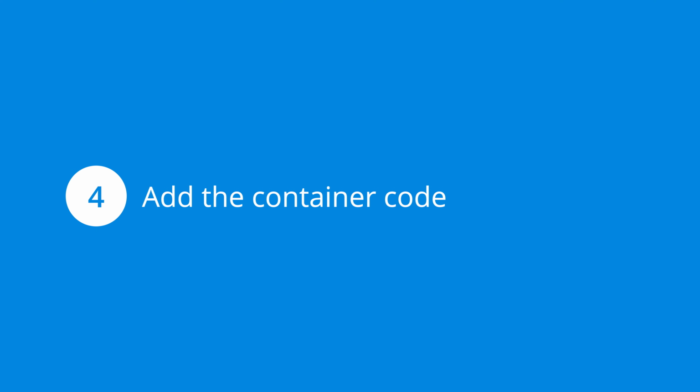Step 4 is to add the Google Tag Manager container code to all of the pages of your website. The way you add the container code will depend on the website platform you're using. For example, if you're using WordPress, then you might use a plugin to add the code to all of the pages. Or if you're using Squarespace, you'll use the code injection option to add the code.